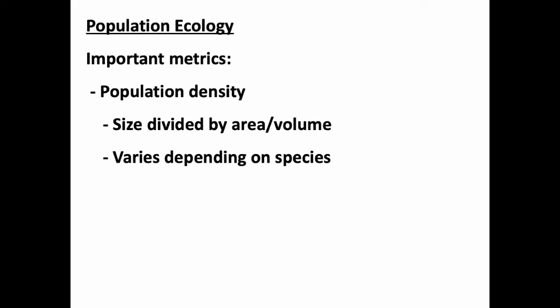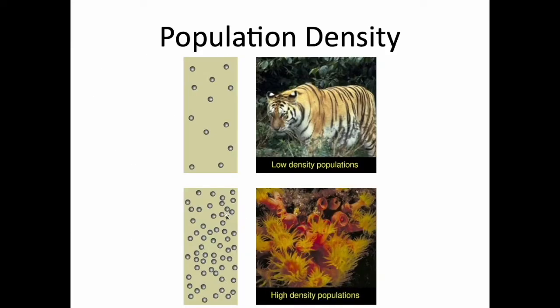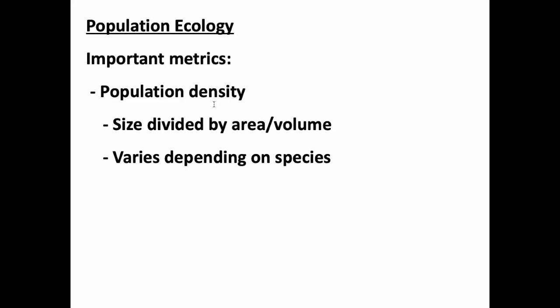Another important metric is population density, which, if you know what density is, it's just size divided by area or volume. Importantly, how densely packed a population is really varies depending on species. Some species, like these sea anemones, pack themselves together very, very tightly and have a very high population density, but other species, tigers, for example, other large predators, have a very large territory and space themselves out pretty sparsely. So exactly how dense it is depends on what species you're talking about.